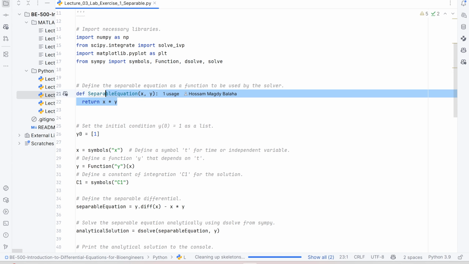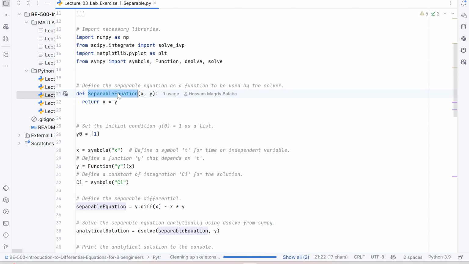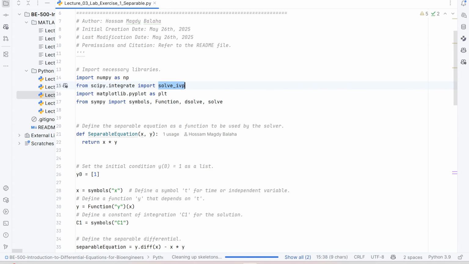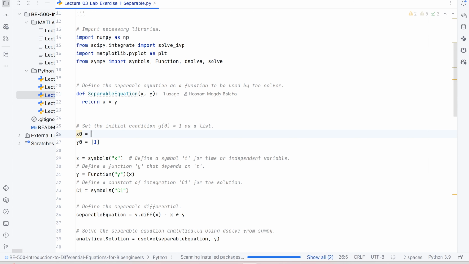First, you need to define the separable equation as a function, and this will be used later for the numerical approach in solve_ivp. So define the problem here. The problem is x multiplied by y, and we have an initial condition y naught equals 1, and also we have x naught equals 0.